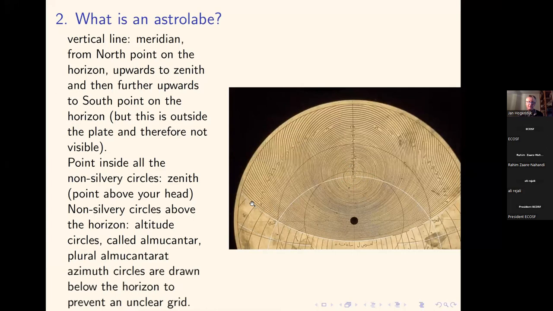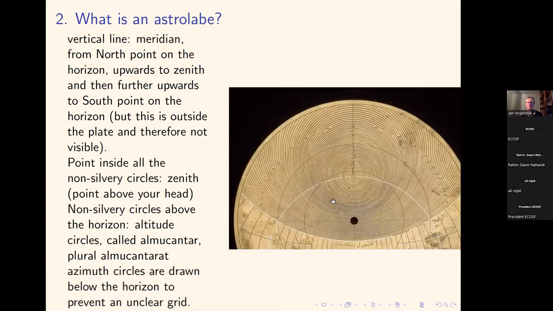So if you take the second circle above the horizon, these are all the points on the celestial sphere which are 2 degrees above the horizon. And these circles are called al-mukantar, plural al-mukantarat, of course also an Arabic word.